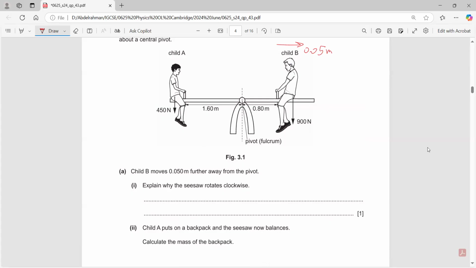Why? Because the moment has increased. The clockwise moment increased due to the increase in distance, as the distance increased.